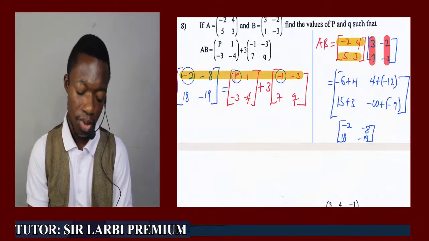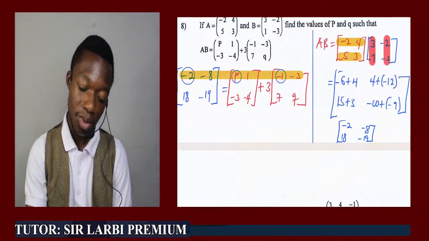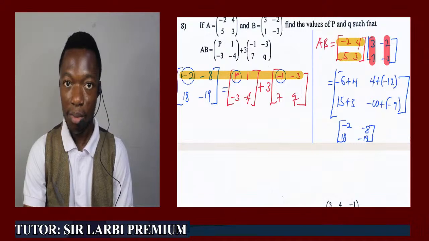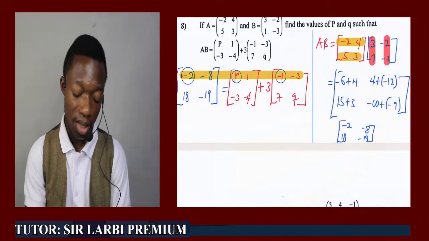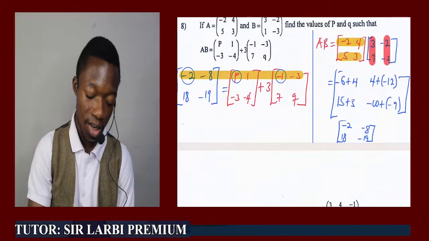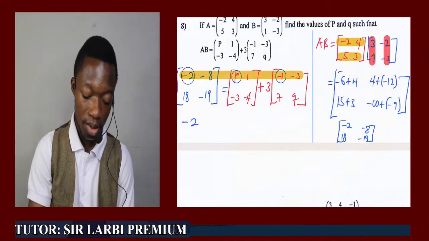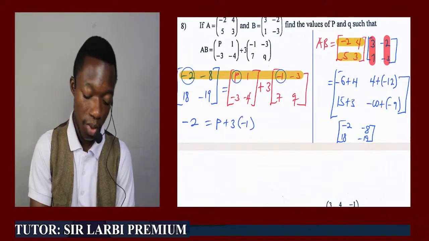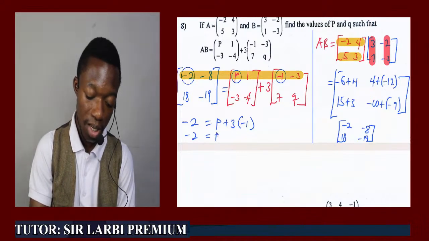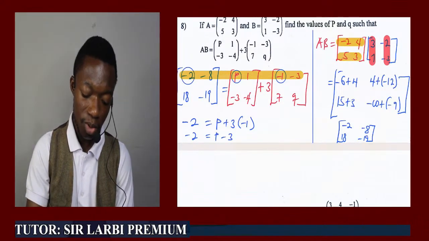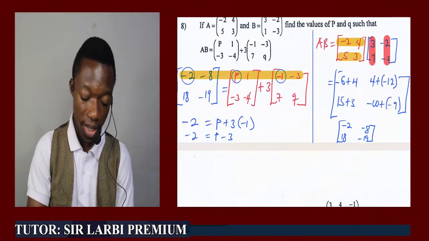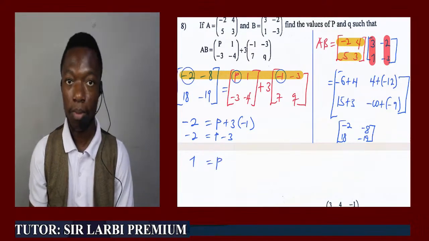Okay, so what do we do? Straight up, we realize that when it comes to the third matrix, it has a scalar of 3. So that means you're going to multiply the -1 by 3 so that we fit the equation generally there. So we can say that -2 is equal to P plus 3 multiplying -1. That's how it goes generally. So we have -2 equal to P minus 3. And therefore the -3 will join the -2, making it positive. So you're going to have 1 equal to P. And you are done with that.